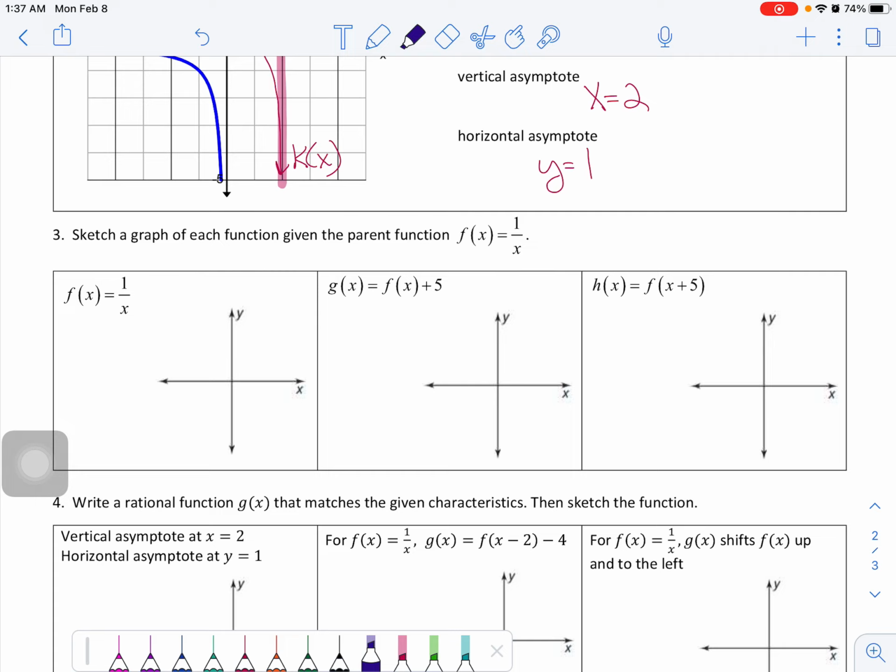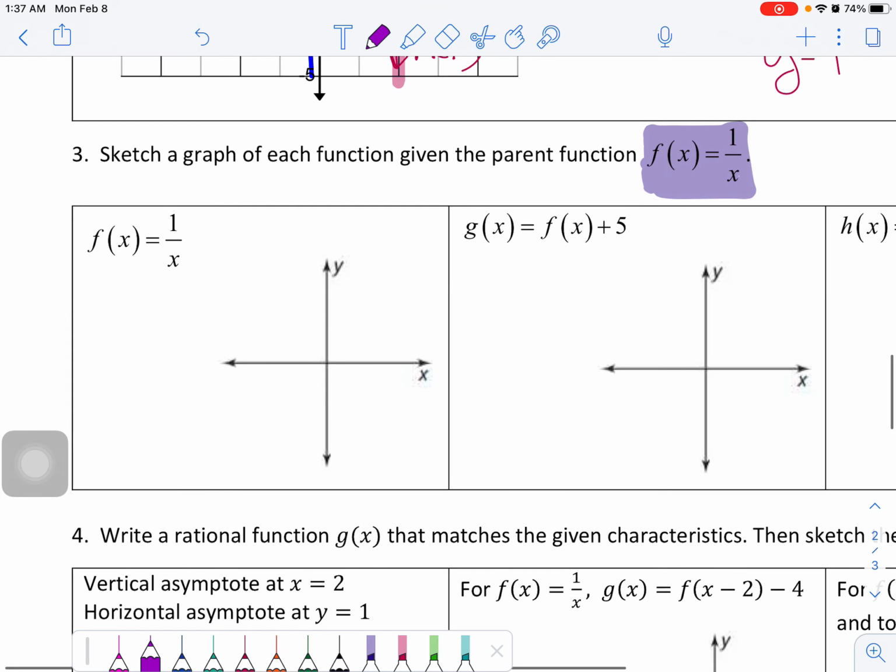All right, problem number 3. We're given the parent function, which is the standard 1 over x function, and we are going to do some transformations on it. Actually, the first one's not even a transformation. The first one's just, what does the curve kind of look like? Now, these are sketches, so you don't have to be perfect at it, but we do know that we have a horizontal asymptote at the y-axis, and there is a vertical asymptote on the, so each of the two axes are your asymptotes.